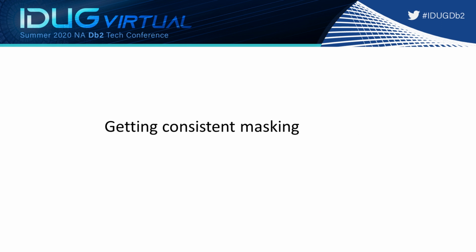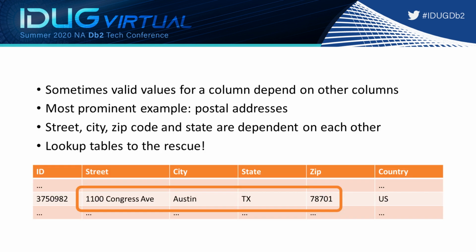Next, let's shed some light on consistency. We have already mentioned consistency when it comes to masking tables that are in a foreign key relationship, but there is another form of consistency that I want to discuss now. It is very common that data in one column is related to data in another column, even if there is no foreign key involved. A perfect example are addresses. When you look at an address, you have a street name and a house number, a city name, a postal code, and a state, and maybe also a country. These parts of an address depend on each other.